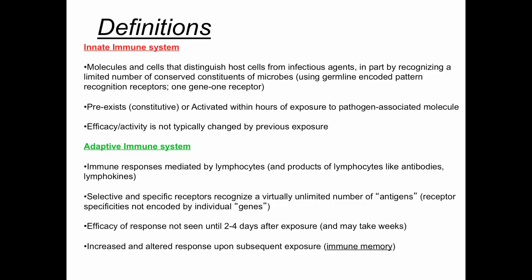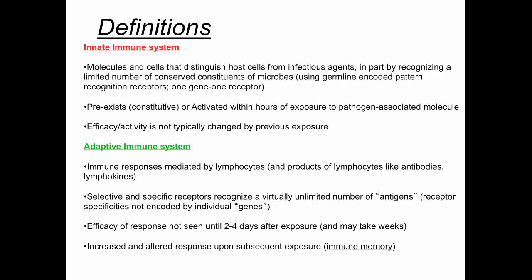These characteristics of the innate immune system are really different from those that define the adaptive immune system, where immune responses are mediated by lymphocytes. In this case, the lymphocytes use receptors that are hugely varied and can recognize a virtually unlimited number, millions and millions, of different antigens or different types of molecules. These receptor specificities, as you'll learn in later lectures, are not encoded by individual genes, but by rearrangement of little mini gene segments that occur during lymphocyte development, which allows lymphocytes to express a very broad array of receptor specificities.